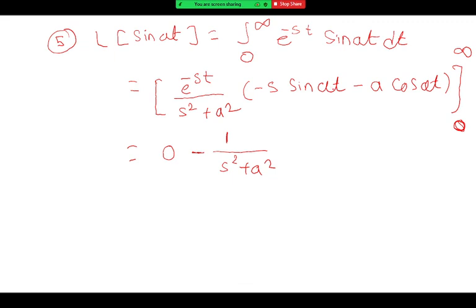Now if t is 0, what is sin 0? 0. And what about cos 0? 1. So what is the Laplace of sin at then? It is a upon s square plus a square. So that is about Laplace of sin at. This is the fifth result that you should remember.